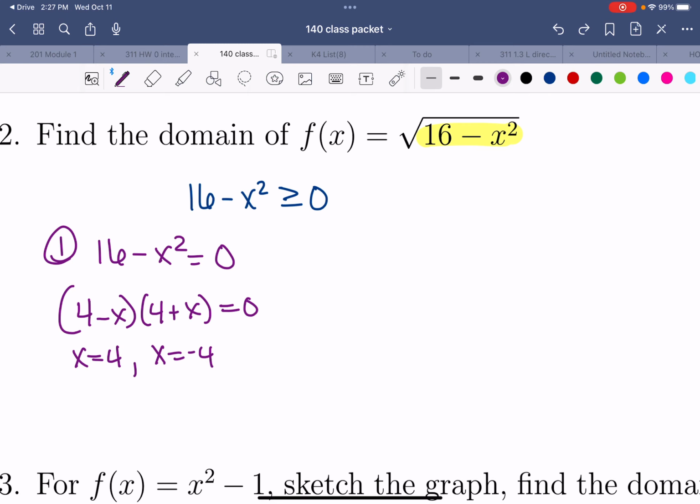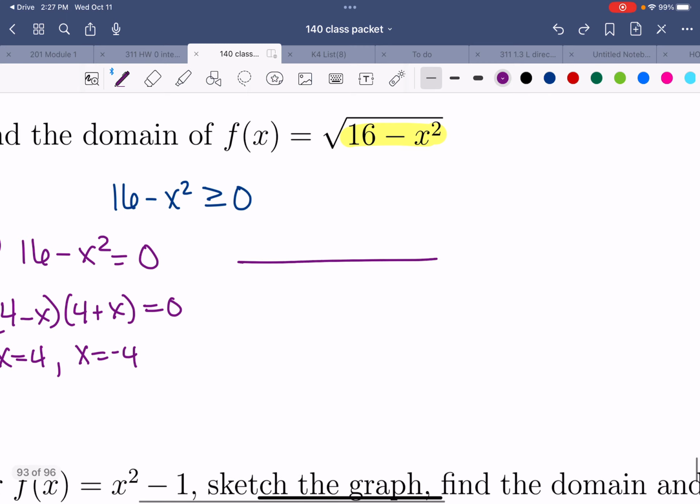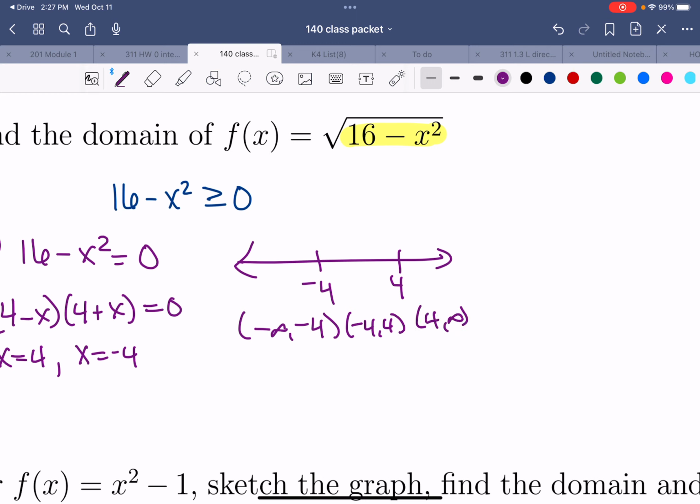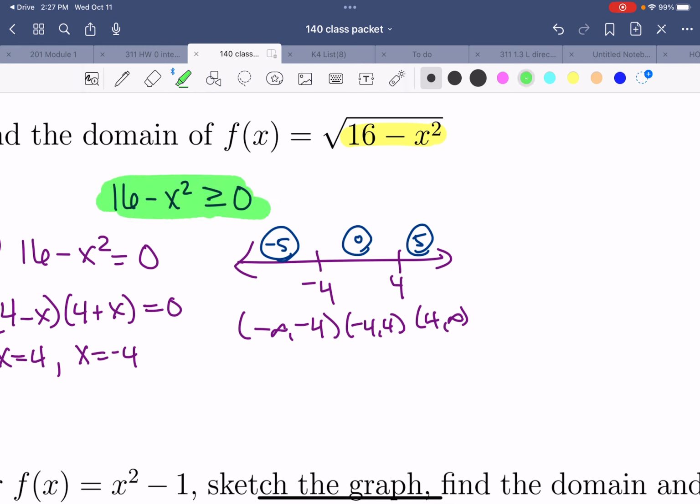Right? With an inequality, what do I do with those? I set up my number line. So negative 4 and 4. We set up our intervals. And we choose test points. So negative 5, 0, and 5. And we test them in the inequality. So we're testing them right here in this highlighted green one.